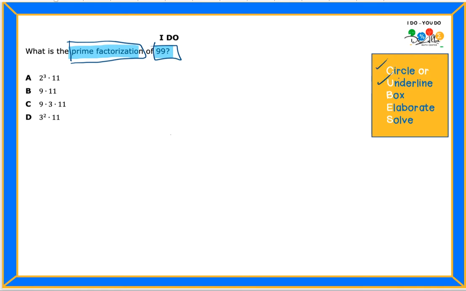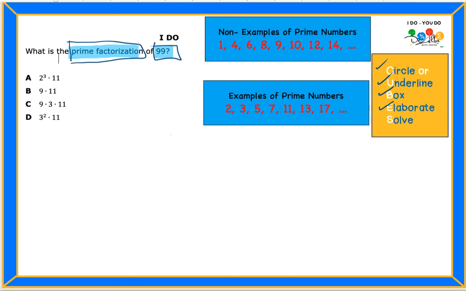We did circle and underline and we box the question. We're gonna elaborate and then after elaborate we're gonna solve. For elaborate, since we're working with prime factorization, I'm gonna bring the anchor chart for prime factorization. And I like to cover my anchor chart so I can refresh my memory on why these are non-prime numbers and why the rectangle below are prime numbers.